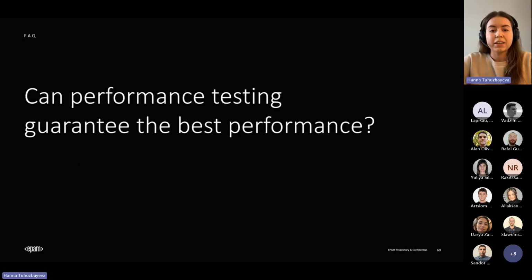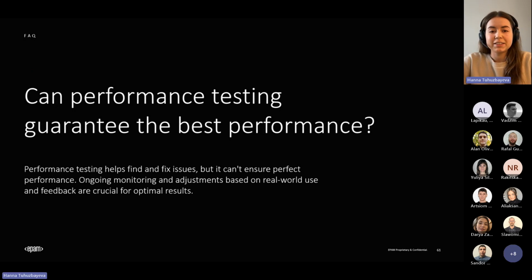Next question. Can performance testing guarantee the best performance? And here, the thing is that performance testing helps to identify and address issues, but it does not ensure perfect performance. It offers valuable insights and aids in optimization, but constant monitoring and tuning based on real-life usage are essential for optimal performance.